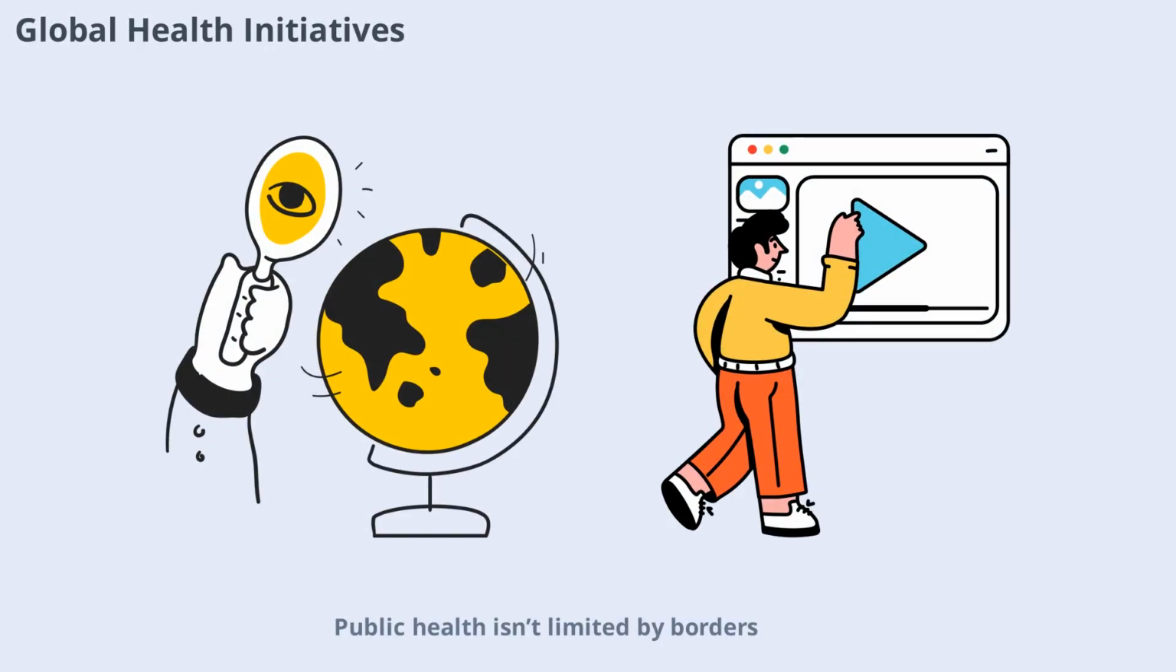Public health isn't limited by borders. Global health initiatives address issues like pandemics, malnutrition, and access to clean water worldwide. Organizations such as the World Health Organization coordinate international responses and share knowledge. Working together across countries helps control diseases, improve health systems, and promote equity on a global scale.